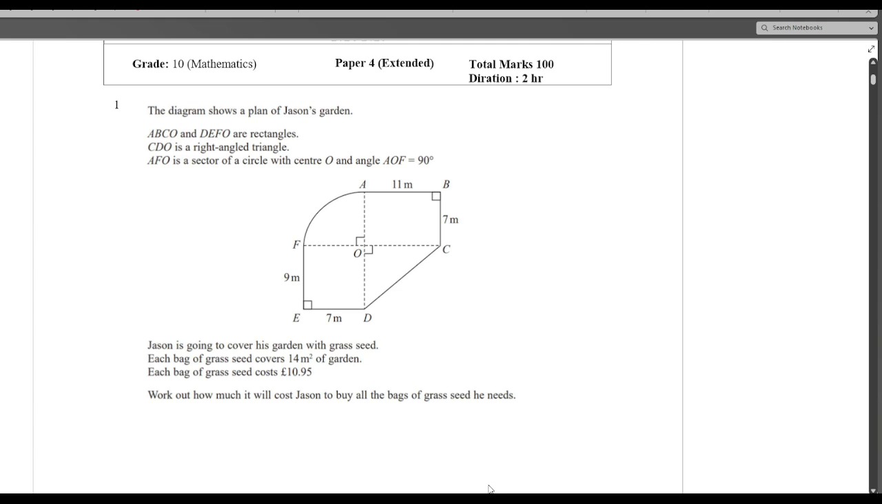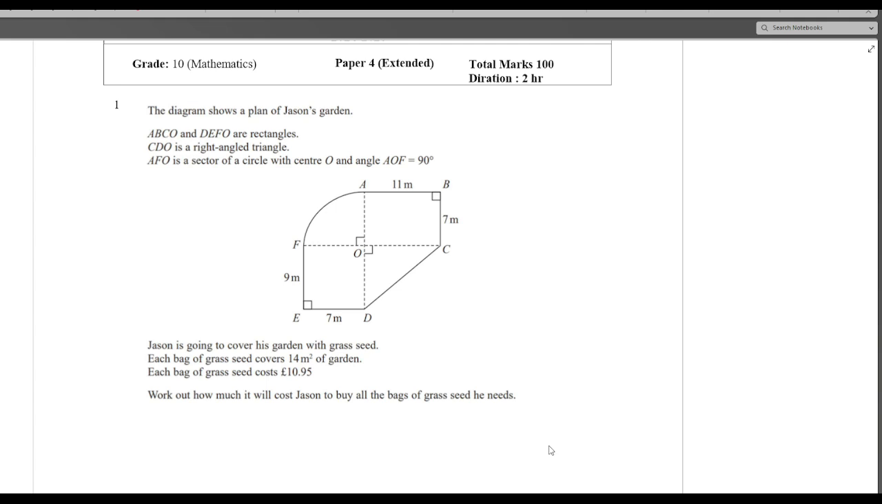The diagram shows a plan of Jason's garden. ABCO and DEFO are rectangles as you can see in the diagram. CDO is a right angle triangle. AFO is a sector of the circle with center O and angle AOF is 90 degrees. All the information is given in the diagram. So let us directly come to the question. Work out how much it will cost Jason to buy all the bags of grass seeds he needs.